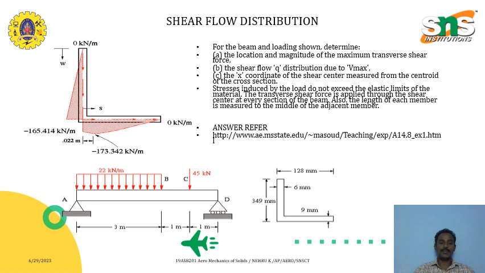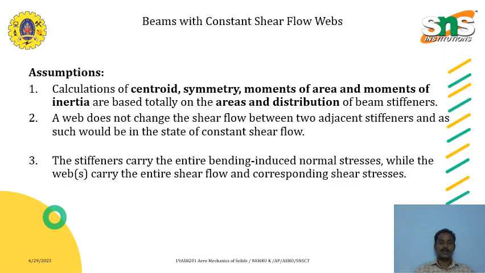So for that problem, the beams and loading should be determined, and here we are getting the answers from top angle to the bottom. This is another reference. You can find it at the given link. So this cross section is different. This is an angle section, same beam, but the cross section is different. So here also we are able to find the shear center location and shear distribution.